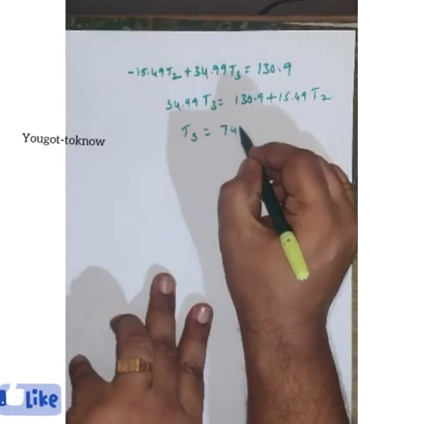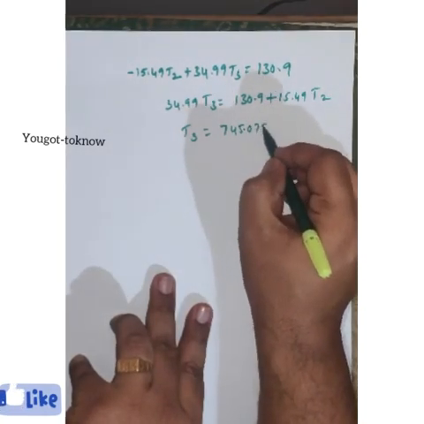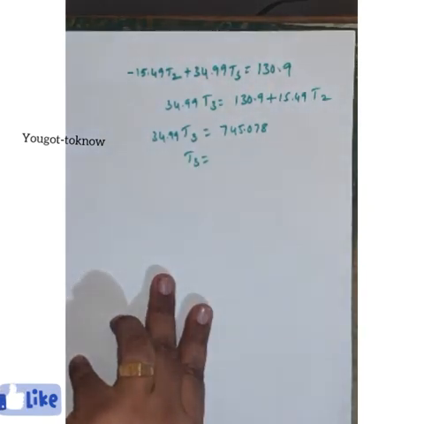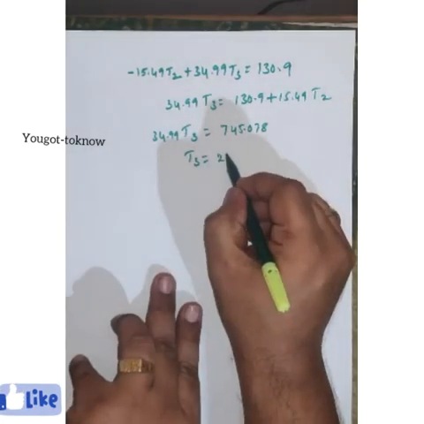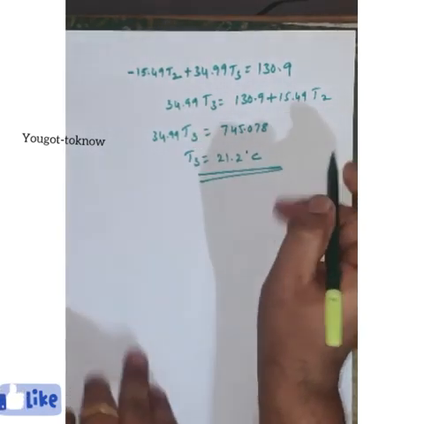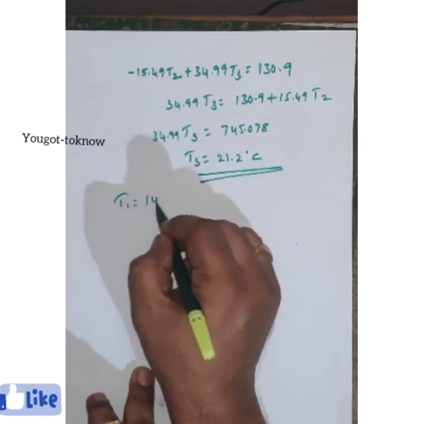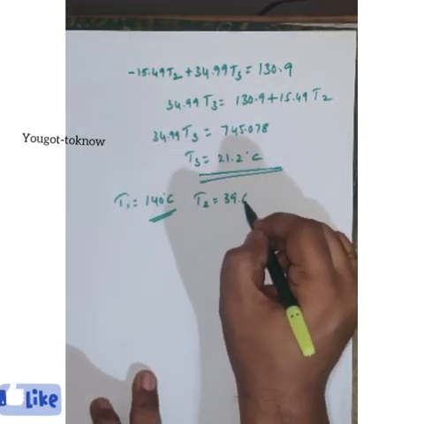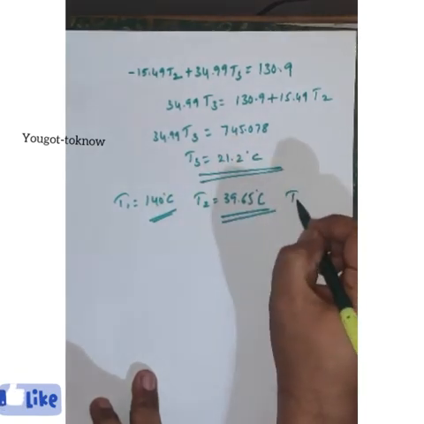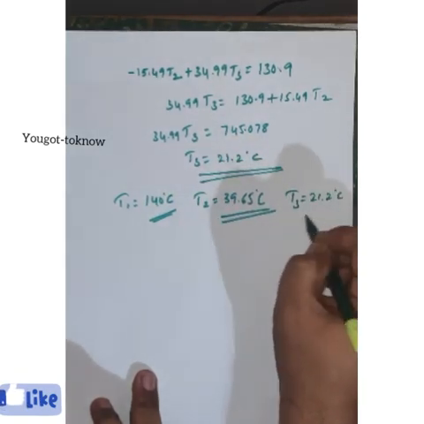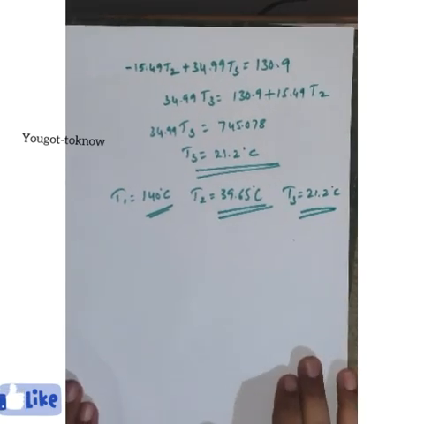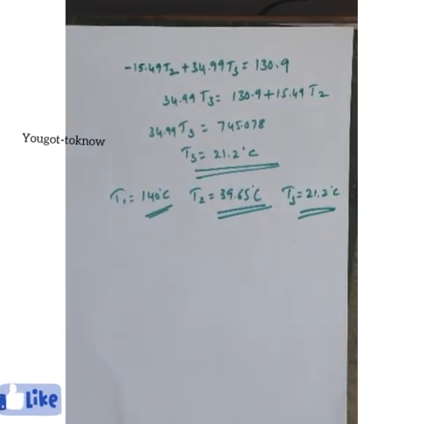I'm going to get 745.078, divided by 34.99. Now T3 will be equal to, if you make it, 21.2 degrees Celsius. That means T1 is 140 degrees Celsius as given, T2 is 39.65 degrees Celsius, and T3 is 21.2 degrees Celsius. This is how you can calculate temperature for fin problems.